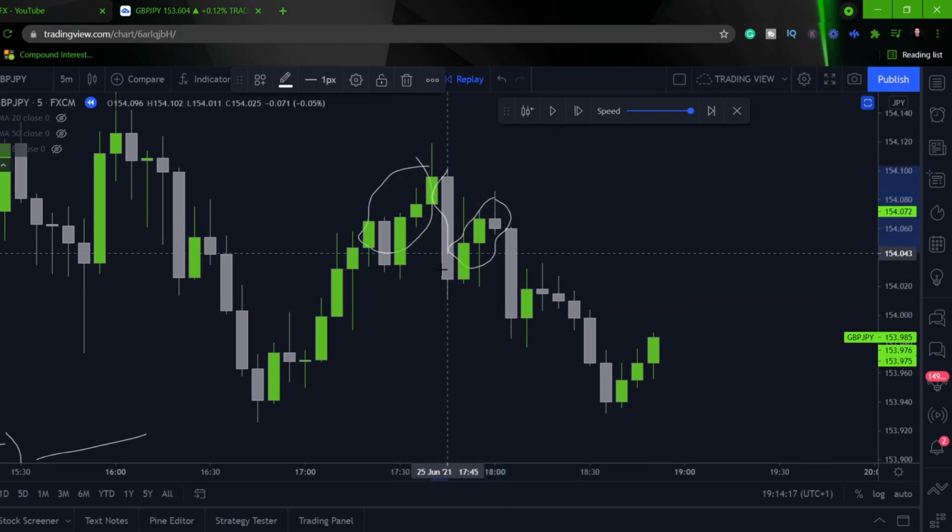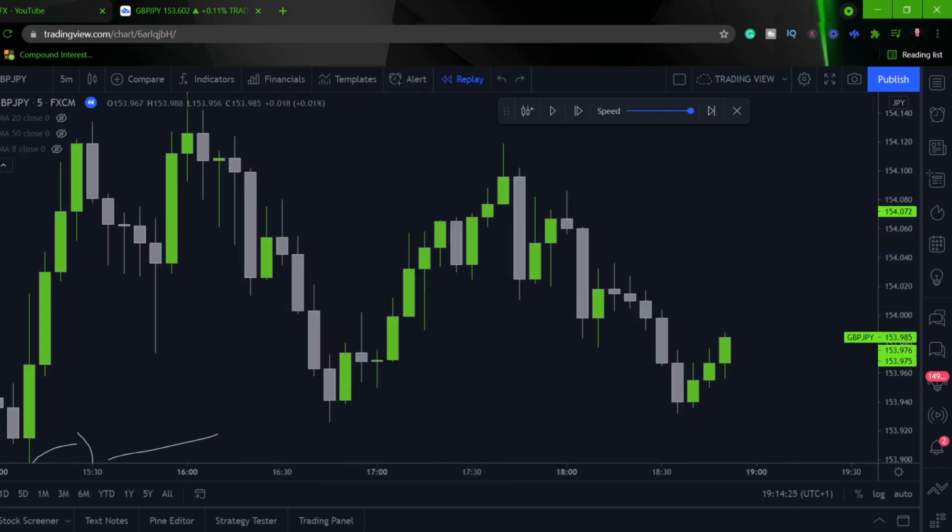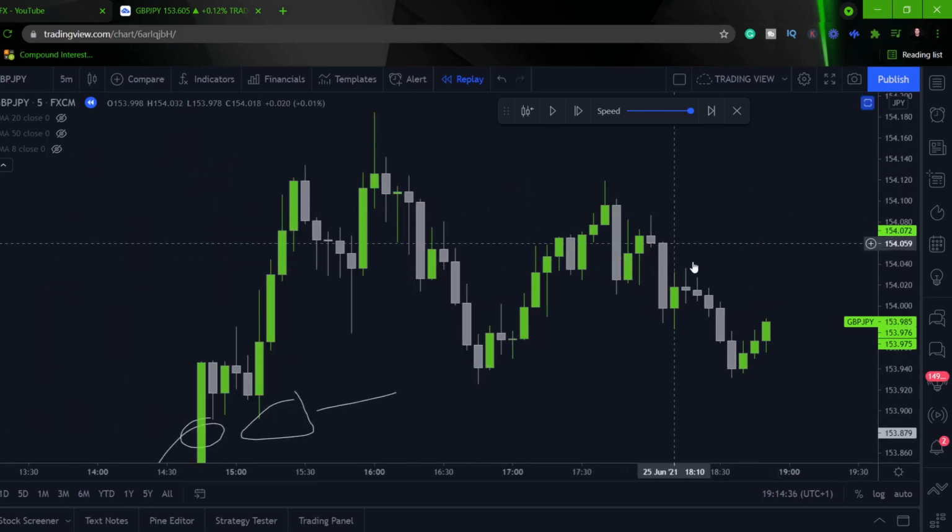These grey candles are impulsive moves. I don't know what is going on with my mouse, but it's messing about. And obviously these only move 8 pips, 9 pips, so it's a little bit hard to put a rule on that. I'd just look at it compared to the previous price action.